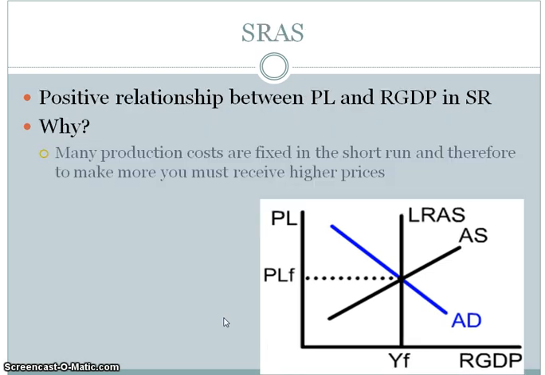The shape of the aggregate supply curve is a positive relationship between the price level and real GDP. It's upward sloping because the idea is that production costs are fixed in the short run. You can't really change those. And so producers would be willing and able to supply more if the price was going up because they'd be making a greater profit.